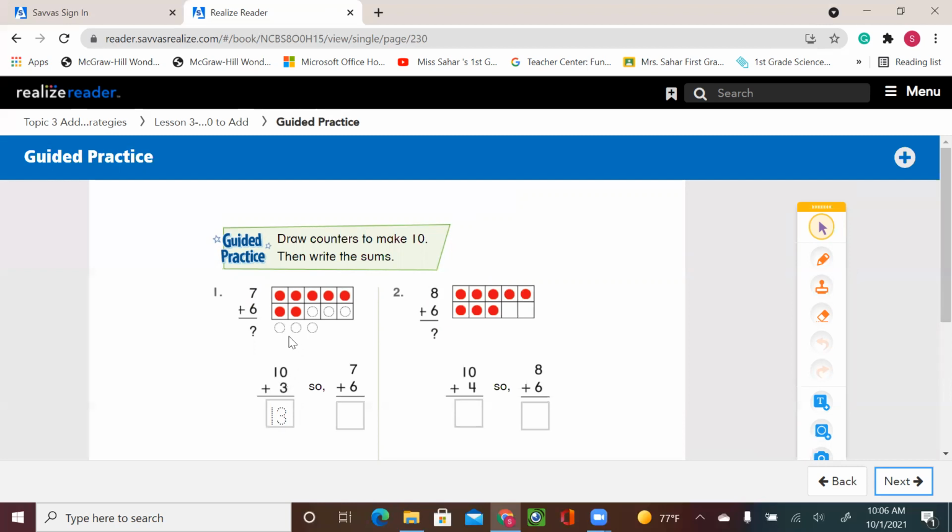10 plus 3 equals easy. 10, 11, 12, 13. So 10 plus 3 equals 13. Going back to my original problem, 7 plus 6. Remember, I did not do anything different. All I did was move them inside that 10 frame. So now 7 plus 6 equals the same sum, 13. So 10 plus 3, 13. So 7 plus 6, 13.